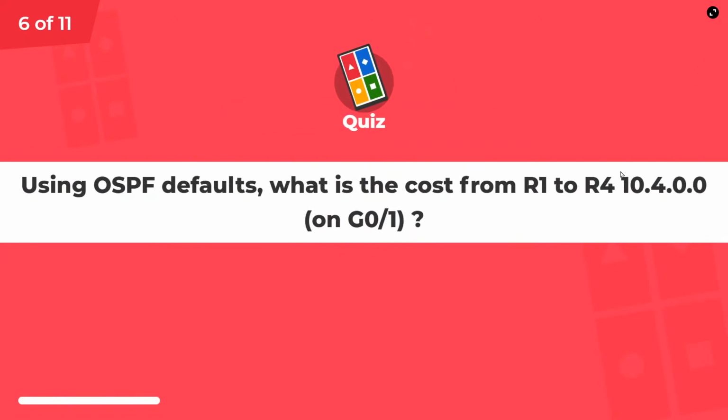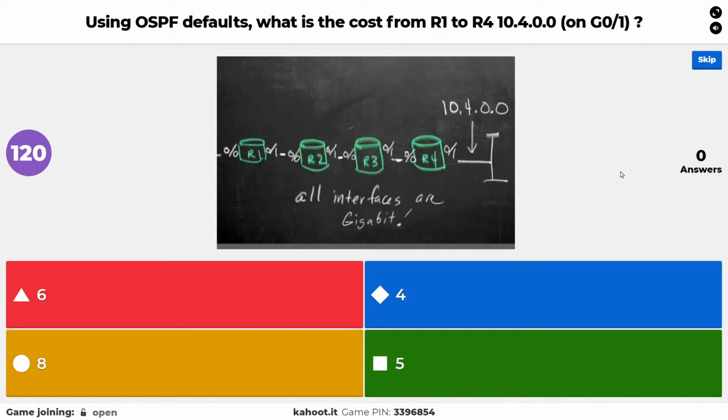6 of 11. Using OSPF defaults, what is the cost from router 1 to router 4 to get to the 10.4.0 network? I gave you 120 seconds on this one. All interfaces are gigabit. This is from R1's perspective. What's the OSPF cost to get to 10.4.0, which is hanging off of R4's 0/1 interface?